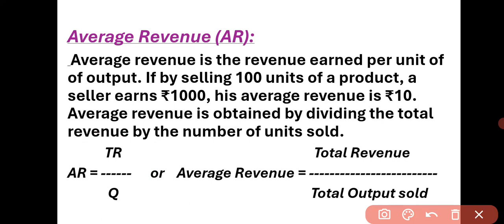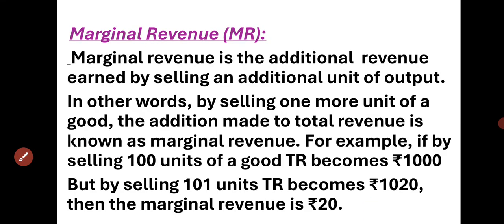Then we will go to marginal revenue. We have already discussed what is total revenue, then what is average revenue, now what is marginal revenue. Marginal revenue is the additional revenue earned by selling an additional unit of output, right? If you sell one more unit of output, how much revenue is added to your total revenue? That is the marginal revenue.